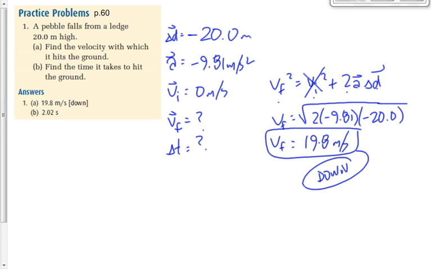B, the time that it takes to hit the ground. Any ideas for this one? By the way, that should be 3 significant figures, right? So we have it rounded, because this is 3, and 9.81 is 3. If I had something that was 2 digits, I would round that to 2 digits.